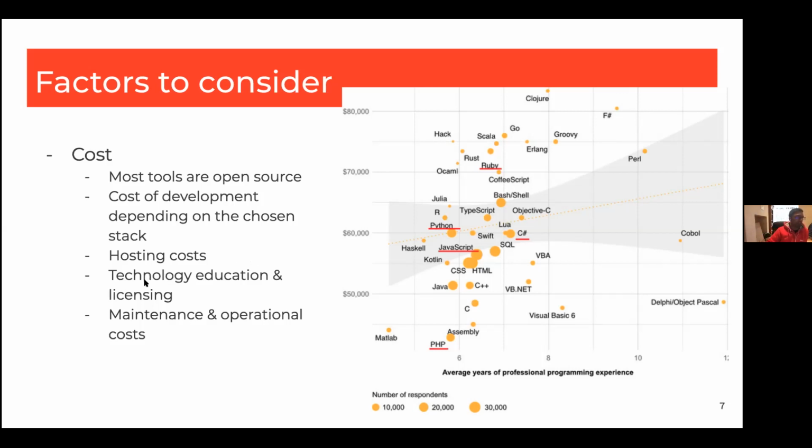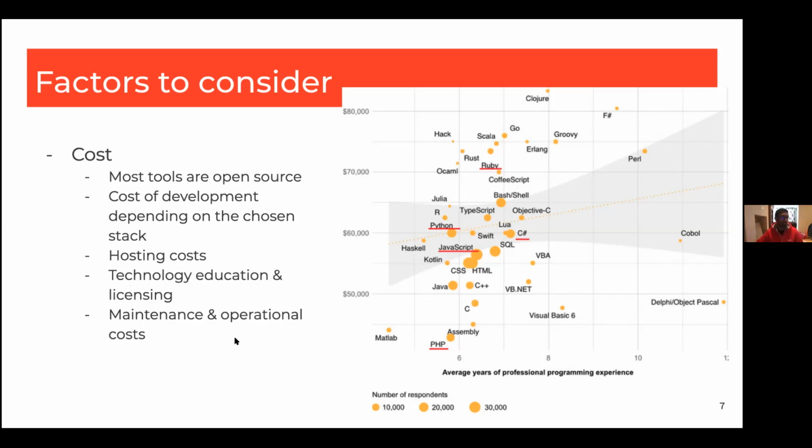Also, companies have to think about technology education and licensing. So I mentioned that before. Again, if you have a diverse team, then you would want your team to pick up and stick to a certain stack. As a result, you would want to educate them, and you want to buy things like training programs and stuff like that.